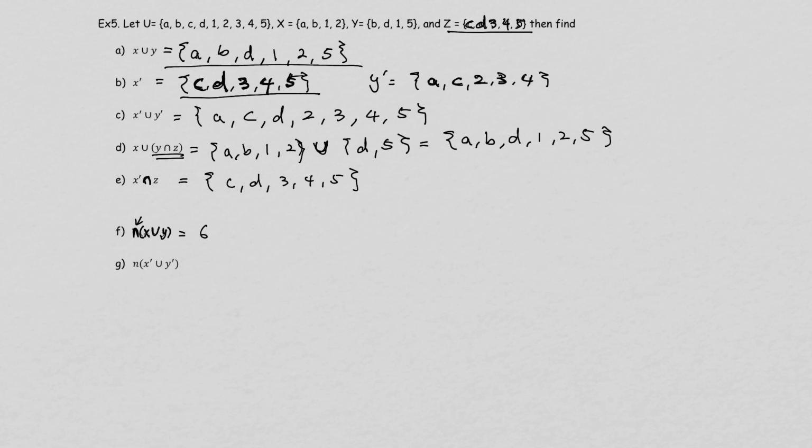And that means if we wanted to find the number of elements in X complement union Y complement, that is the set right here. How many elements are there? 1, 2, 3, 4, 5, 6, 7. So the solution of that will be 7.